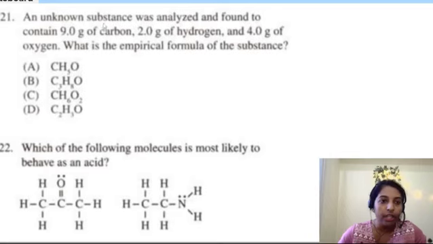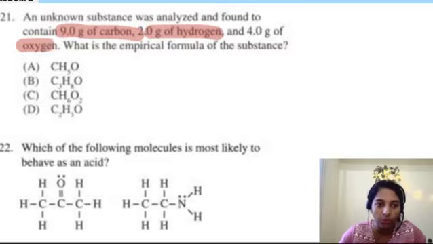Here we go. An unknown substance is analyzed and found to contain 9 gram of carbon, 2 gram of hydrogen, 4 gram of oxygen. What is the empirical formula of the substance? Okay, you can pause the video and get the answer, then check the answer. So yeah, empirical formula, how do you do it?